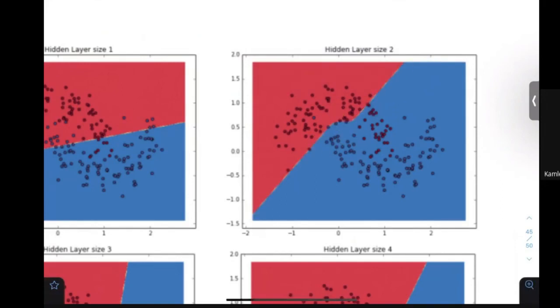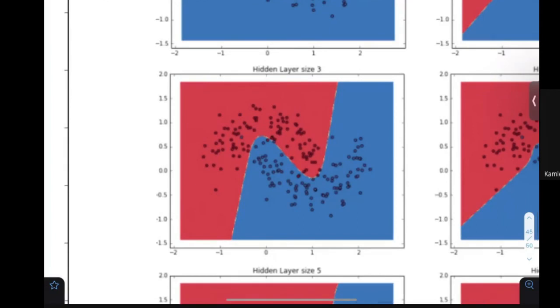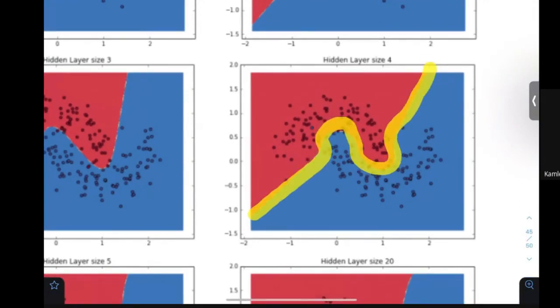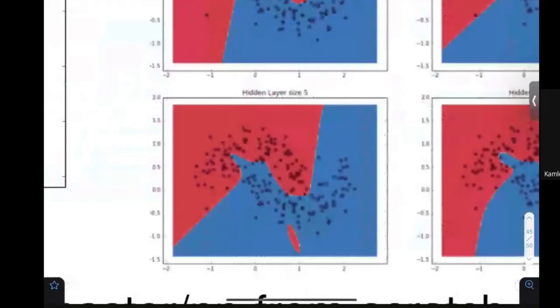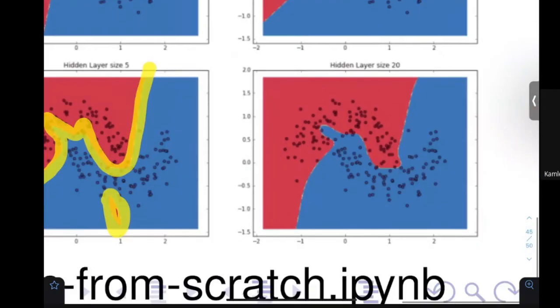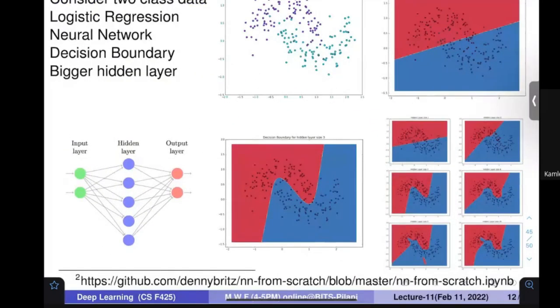If you put three, then this kind of structure you are going to see as a decision boundary. If you put four, it becomes even better, but I think three was sufficient. If you put five, it gives you something like this. If you give 20, it gives you this. So all these are actually overfitting. It looks like you are best off when there are three neurons, so three hidden neurons are sufficient in the hidden layer.